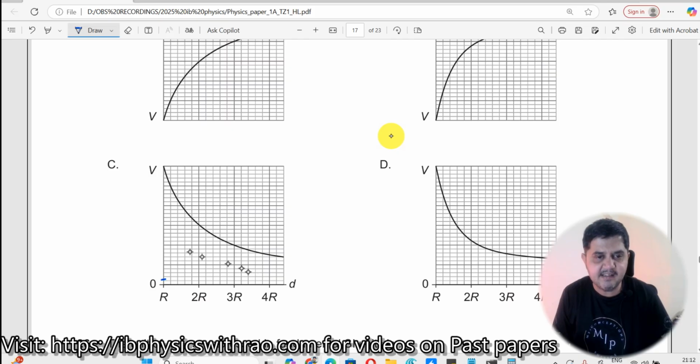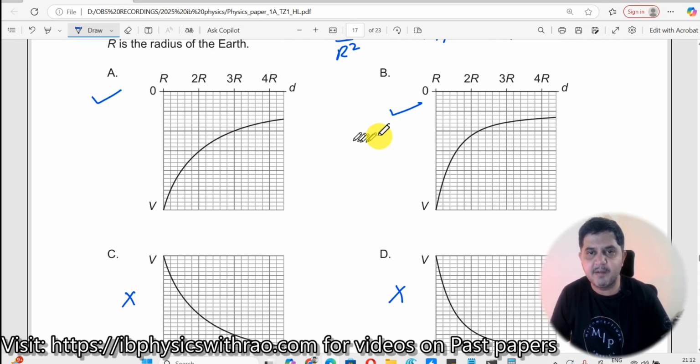When r is increasing, what's happening to V? V is increasing. This is incorrect. For the same reason, this is also incorrect. Now we need to decide between these two.